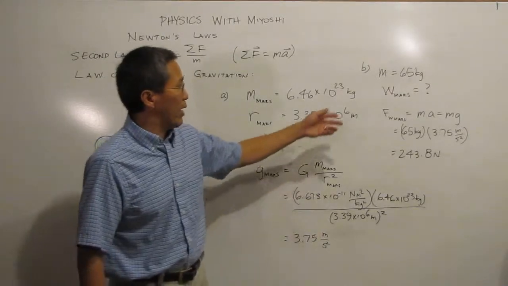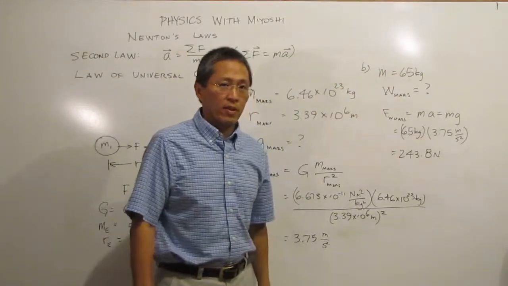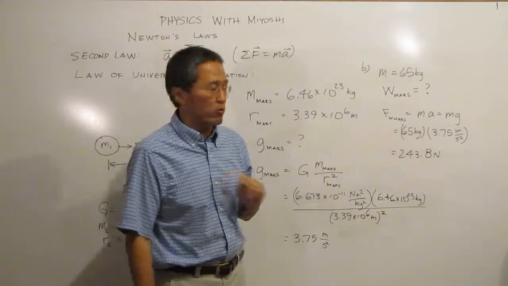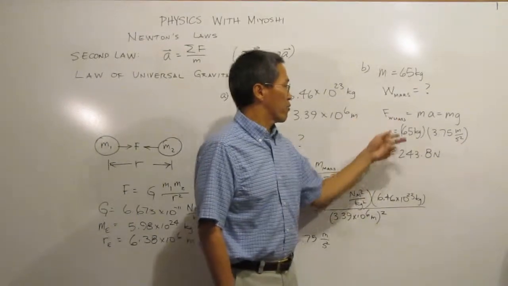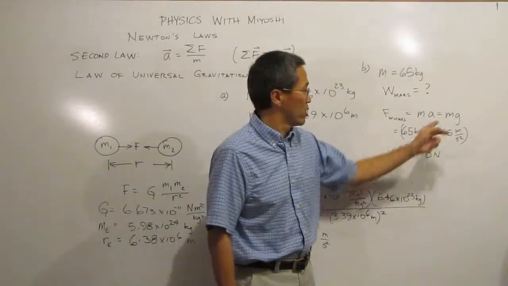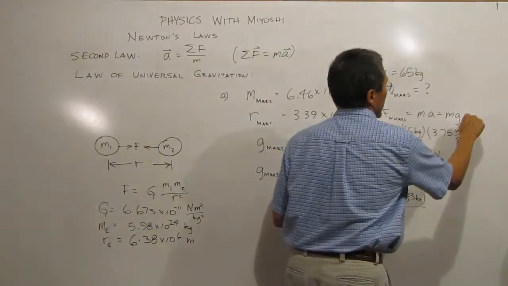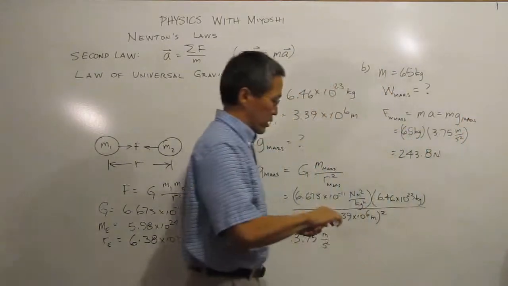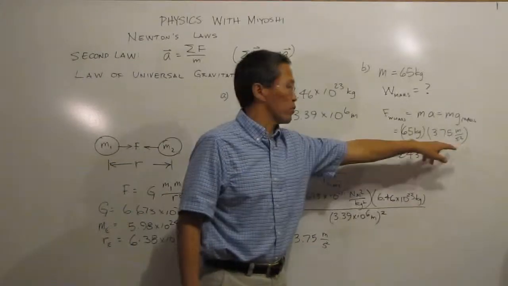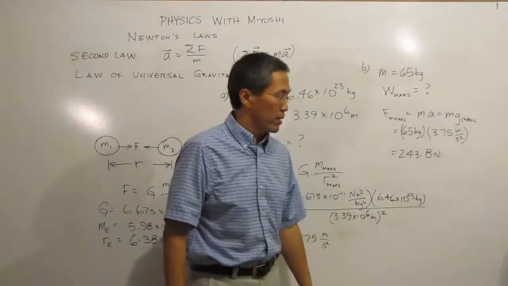To find out how much the 65 kilogram object weighs on Mars, we would just use, again, Newton's second law, and find that the force of weight on Mars is the mass times the acceleration, or the mass times the gravitational constant on Mars. And we can just use that same number we calculated down here and find 65 kilograms times 3.75 meters per second squared gives us 243.8 newtons.